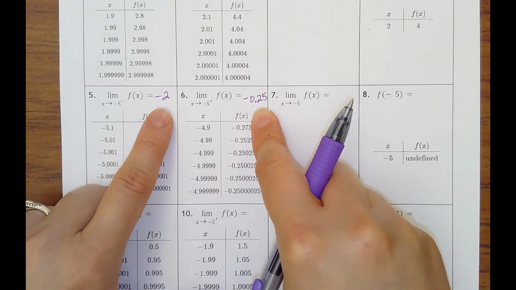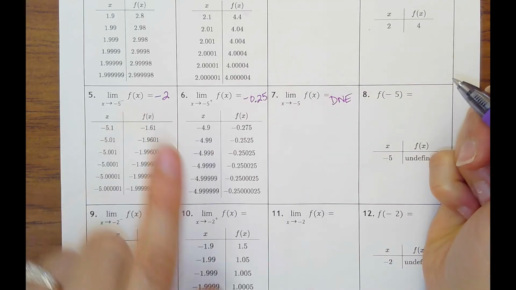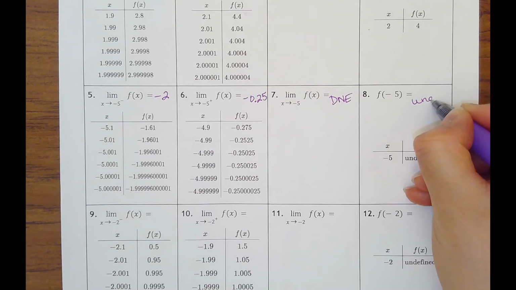Are those values the same? No. So our general limit does not exist. And then when we plug in -5, we get undefined. So obviously it's undefined.